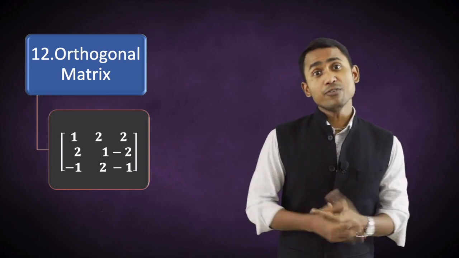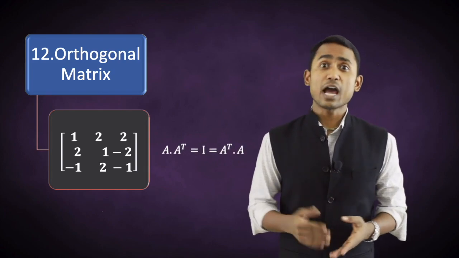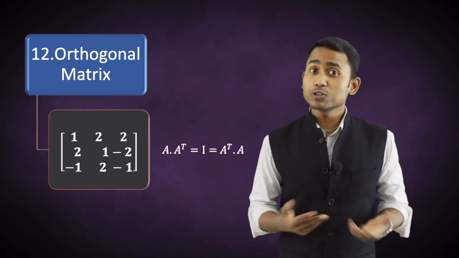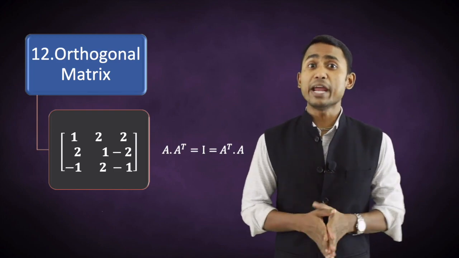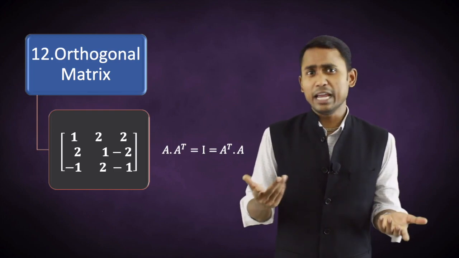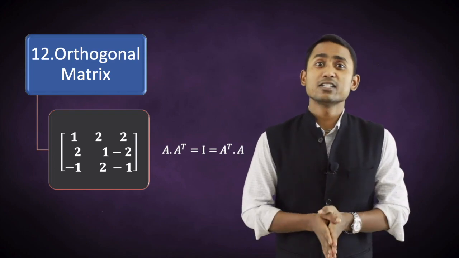Then we have orthogonal matrix. So if a matrix, when multiplied by its transpose, gives the identity matrix, that is called an orthogonal matrix. So if A multiplied by A transpose is equal to A transpose multiplied by A, in any way, if it gives the identity matrix of the same order, then it is called orthogonal.